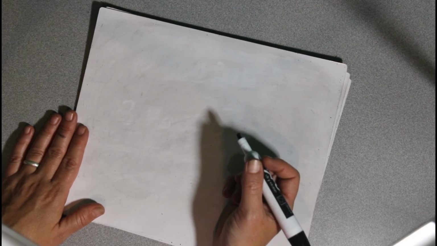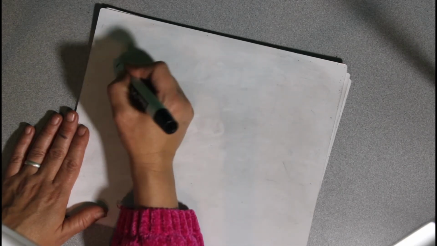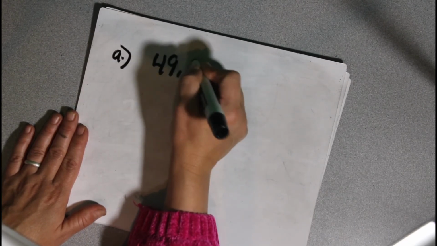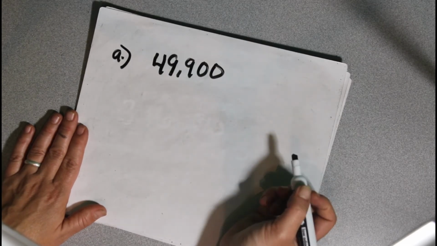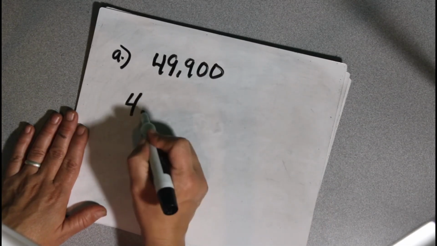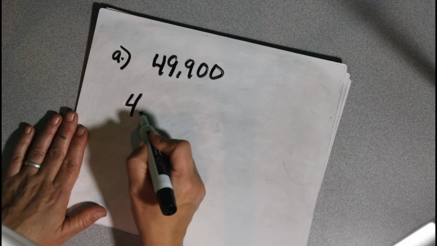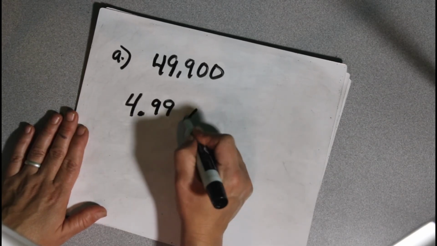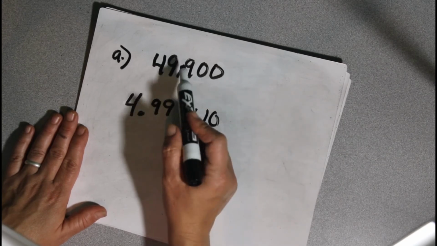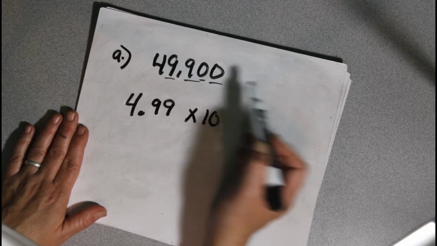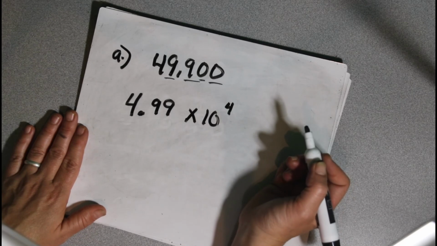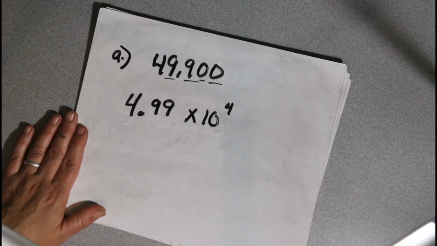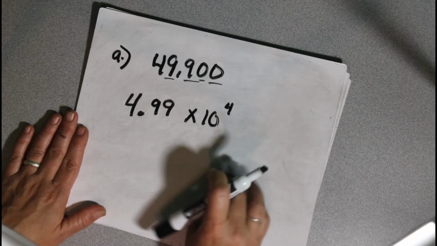Alright, so hopefully you guys paused the video and did the practice problems. Here is A, 49,900. I'm going to write that with one whole number, then my decimal point. 4.99 times 10 to the, let's see, I moved it 1, 2, 3, 4 places, times 10 to the 4th.